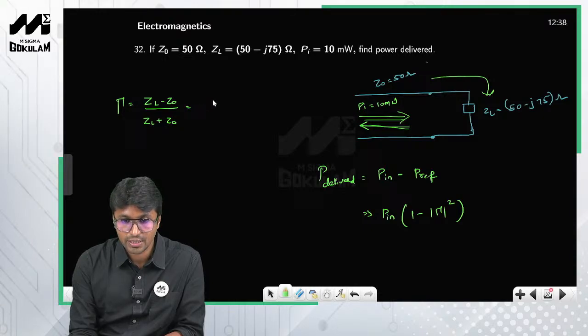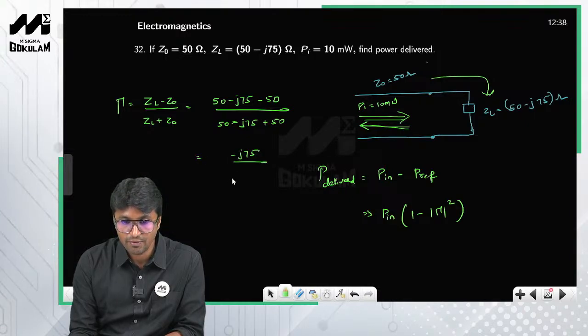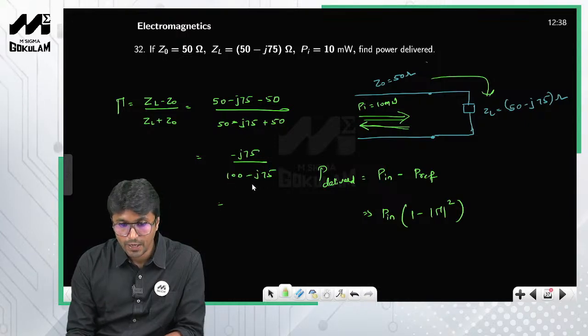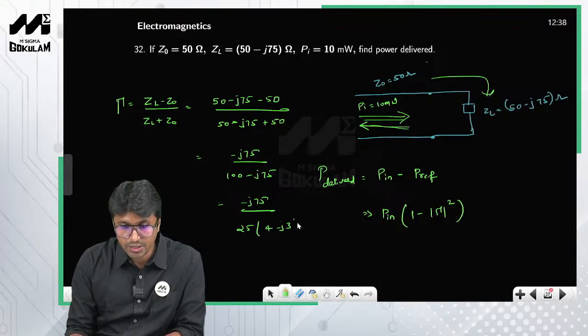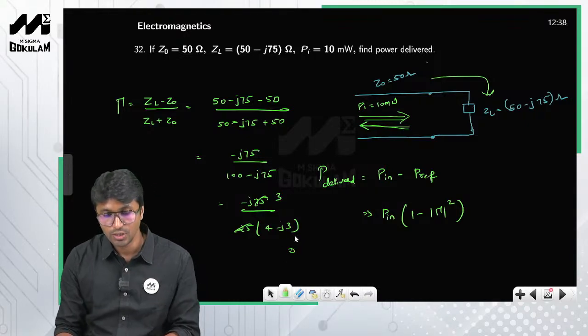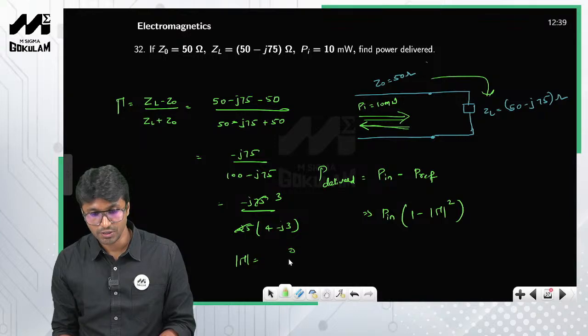So ZL is nothing but 50 minus J75 minus 50 divided by 50 minus J75 plus 50, right? So this is nothing but minus J75 by 100 minus J75, right? So if I take 25 common from the denominator, it is minus J75 by 25 into this becomes 4 and this becomes 3, right? Therefore if you take the magnitude of the reflection coefficient, this is nothing but 3 by 5, which is nothing but 0.6, right?